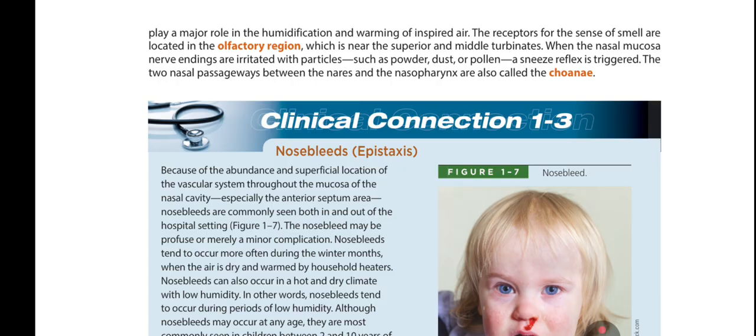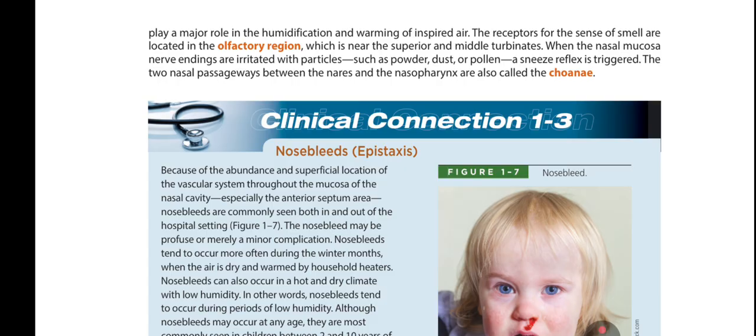And then, what part of the respiratory system is responsible for humidification and warming of inspired air? What could your answer be?